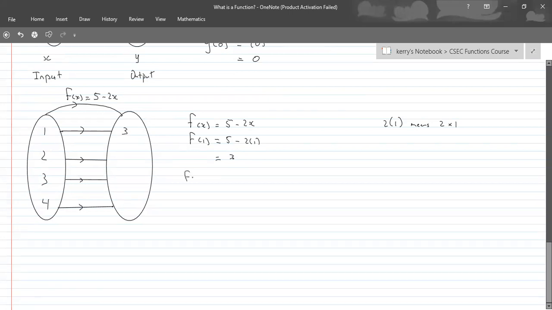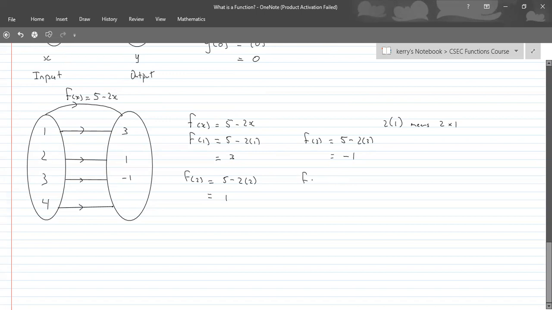All right, let's go again. f of 2 means 5 minus 2 brackets 2, which will give us 5 minus 4, because 2 by 2 is 4. This will give us 1. Now f of 3 is, again, the output when the input is 3. Whatever number is inside here, that is the input at that point. So this is 5 minus 2 into 3. Now you're going into negative numbers. 5 minus 6 is negative 1.